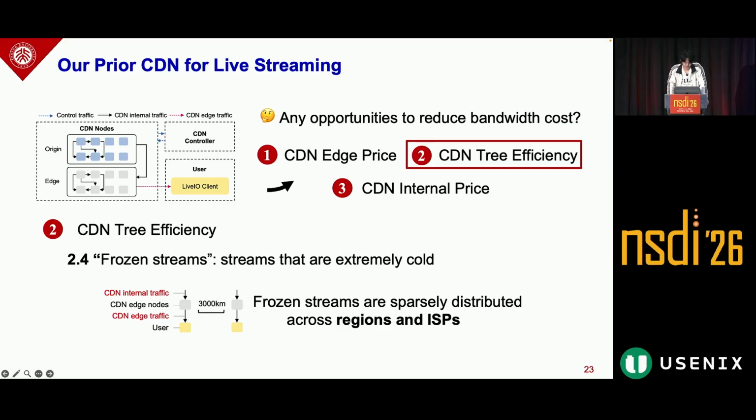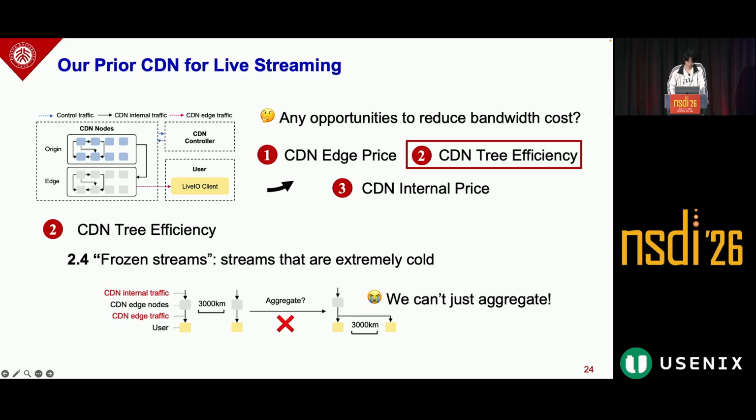Now we investigate the so-called frozen streams. These are streams that are extremely cold, with only very few audiences globally. They typically sparsely distribute across different regions and ISPs, and sometimes thousands of kilometers apart. So aggregating them is prevented by strict cross-ISP and cross-regional traffic restrictions. If we aggregate them, we would incur expensive overhead and penalties.